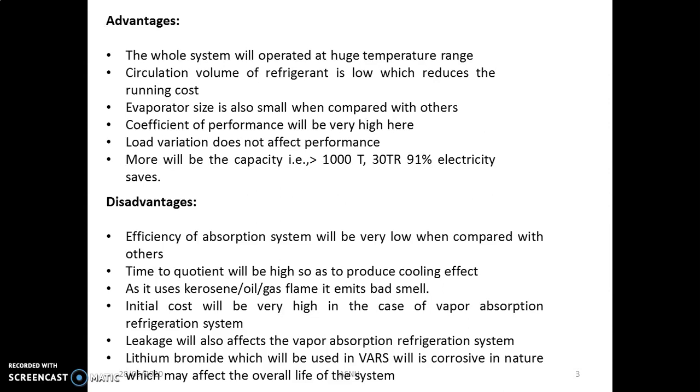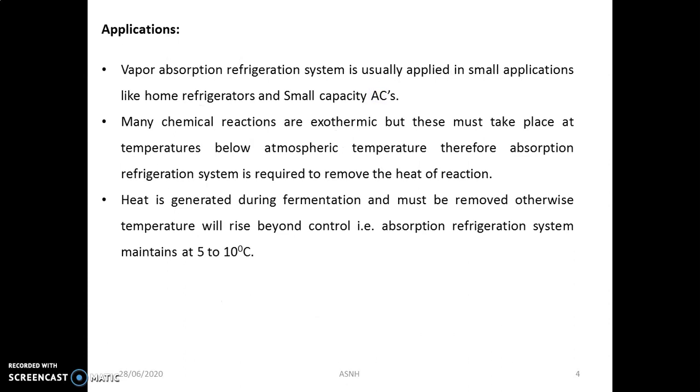Initial cost will be high in the case of the vapor absorption refrigeration system. Leakage will affect the system. Also the space requirement is more, and the lithium bromide used in the vapor absorption refrigeration system is corrosive in nature, which may affect the overall life of the system. So these are the advantages and limitations of the vapor absorption refrigeration system.